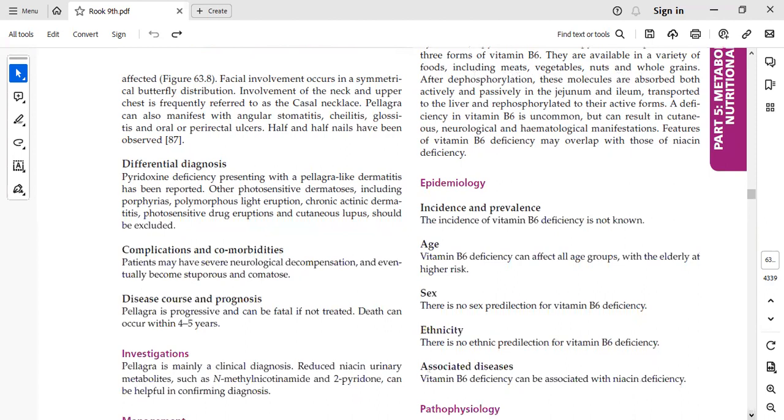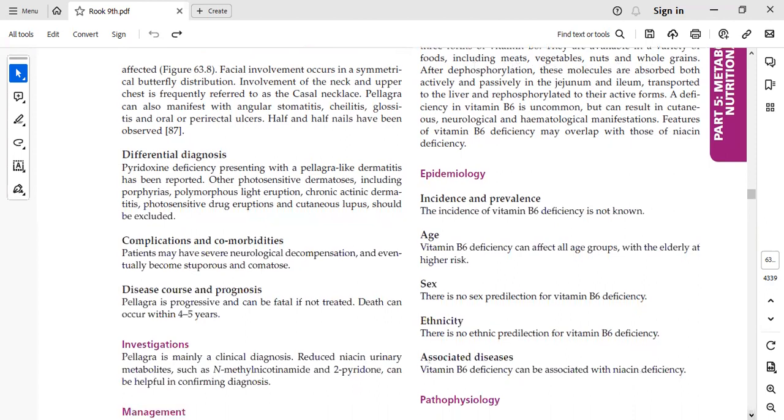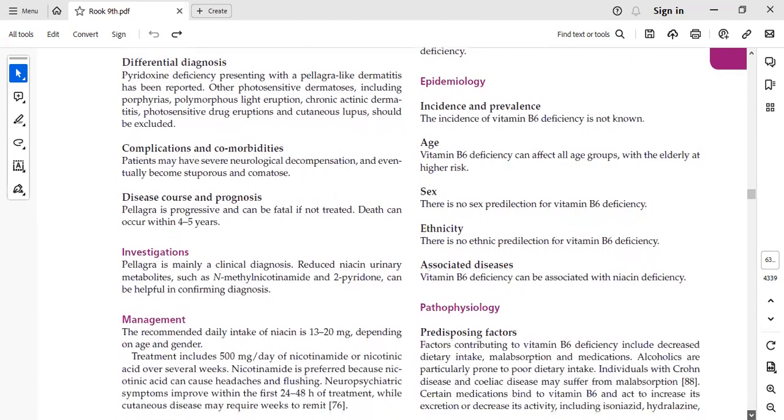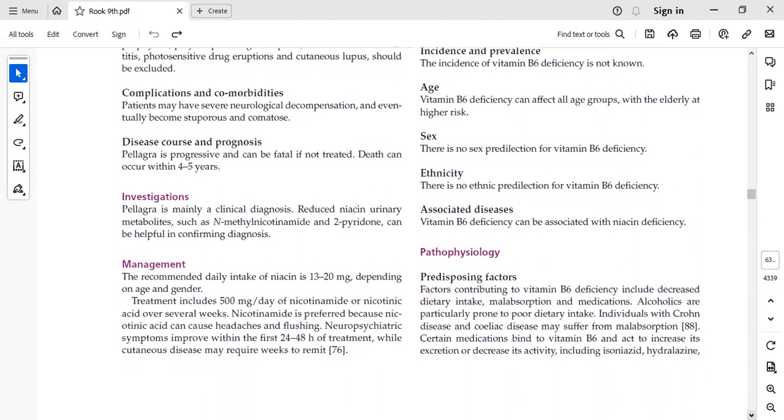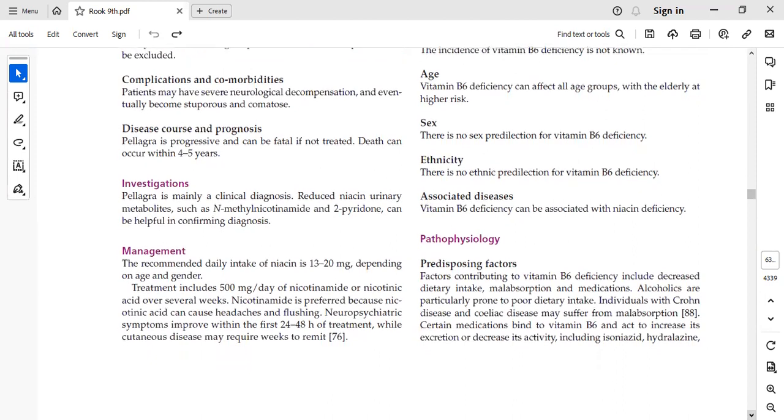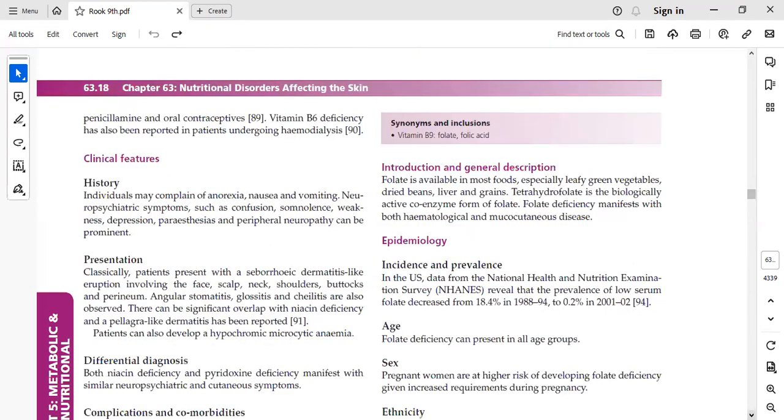There is no age, sex, or ethnic predilection for deficiency of vitamin B6. The predisposing factors include decreased dietary intake and malabsorption, certain medications like isoniazid, hydralazine, or penicillamine, patients who are taking oral contraceptive pills, alcoholics, and it is seen in patients with renal failure.